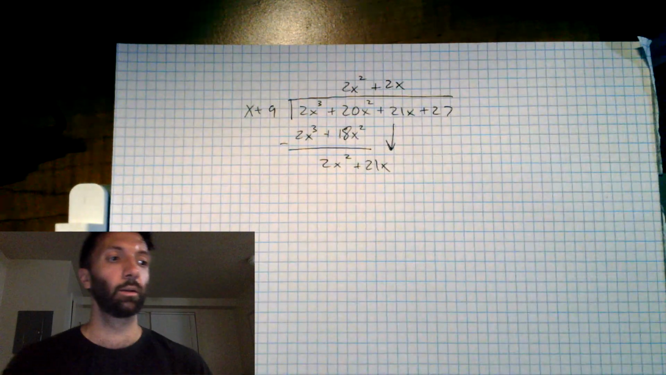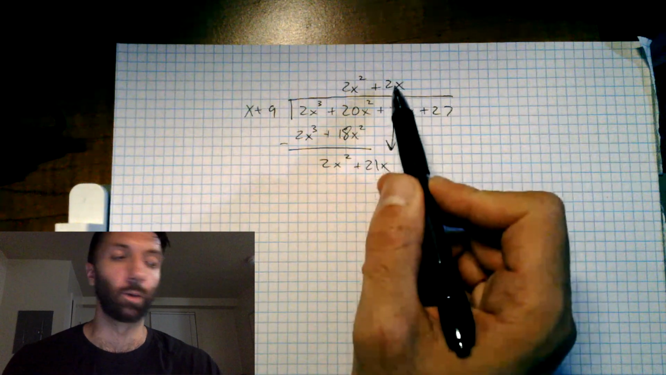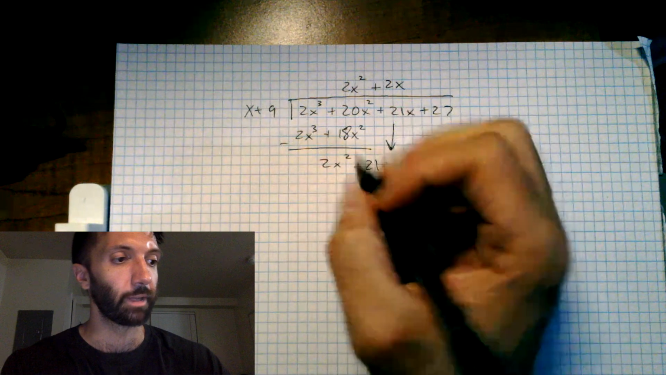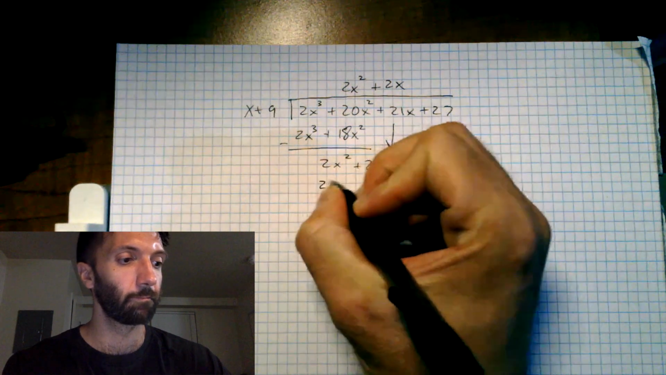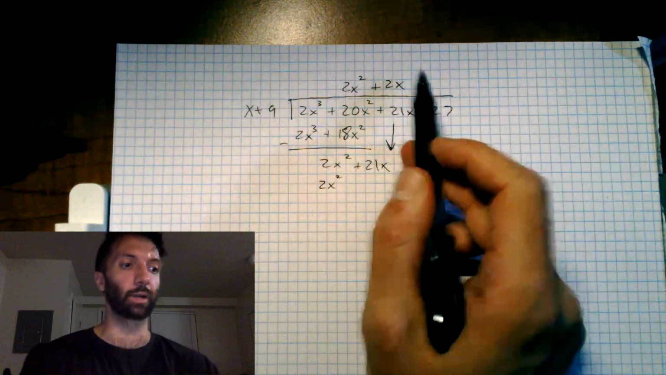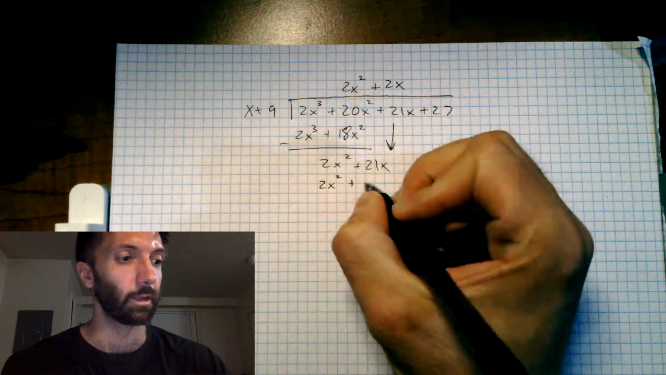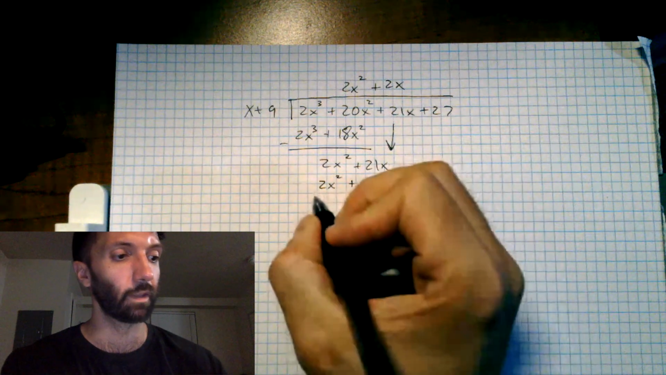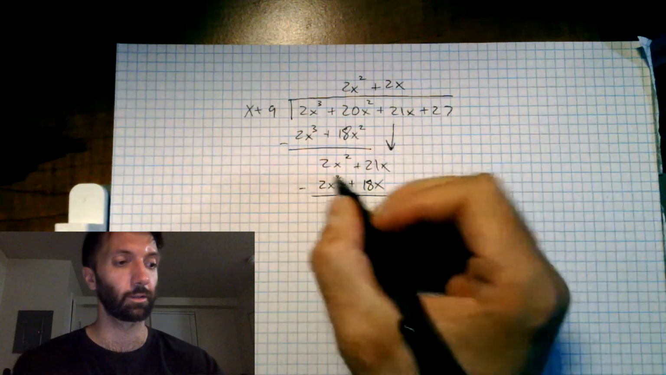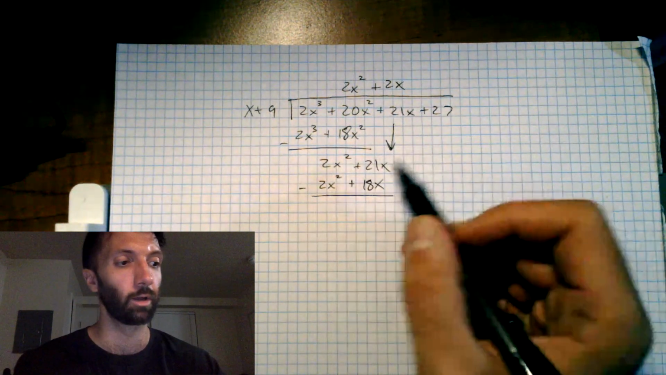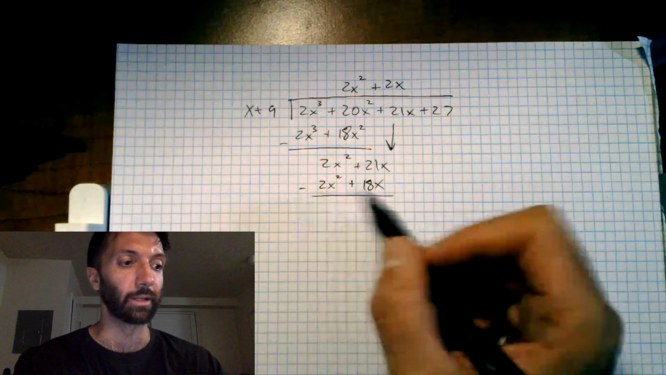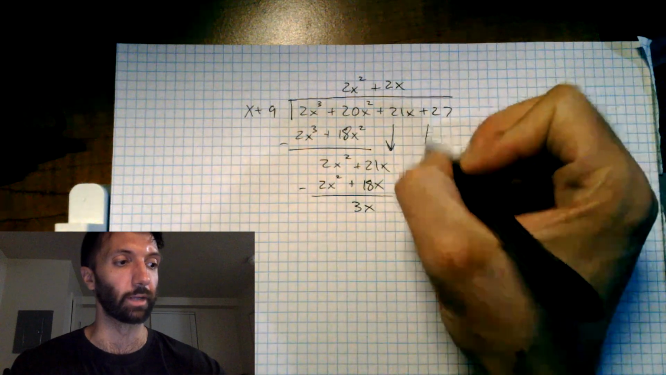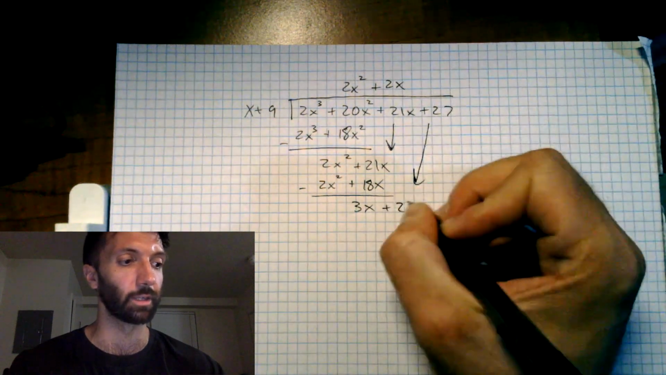Okay. And then we multiply the 2x by the divisor, so 2x times x is 2x squared, and 2x times 9 is positive 18x. Then we subtract this. 2x squared minus itself is 0. 21x minus a positive 18x is 3x. And then we bring down the 27, positive 27.